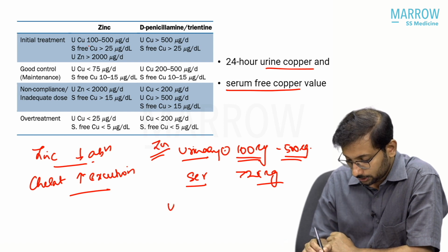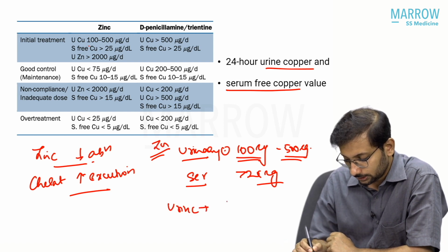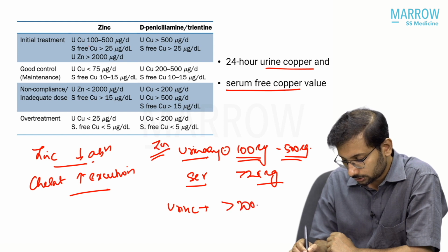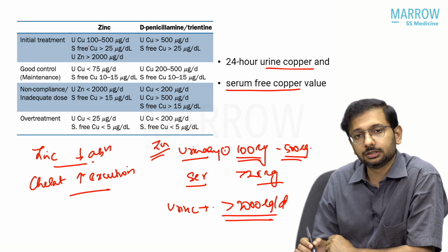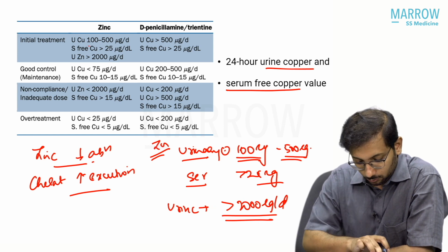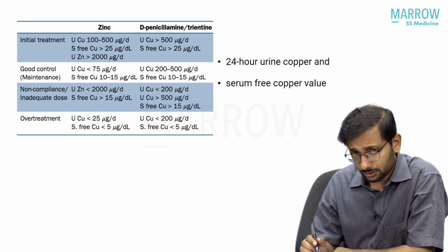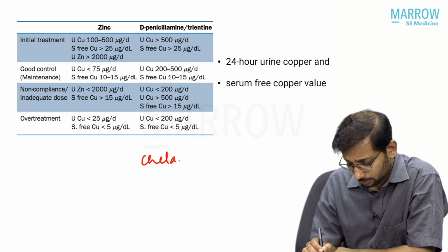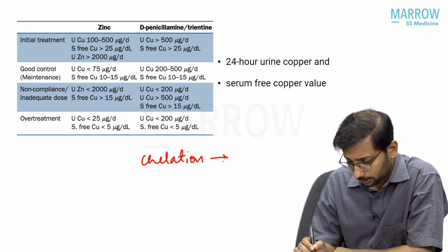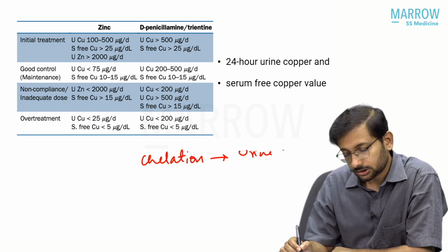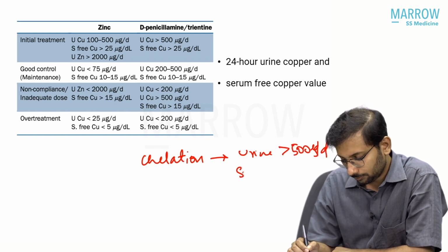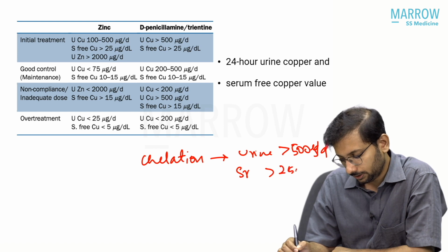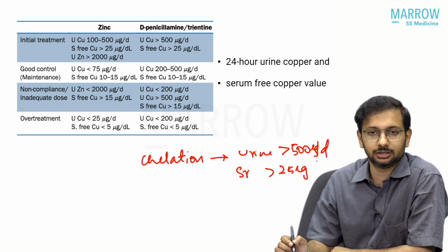However, when you look at urine zinc, you will notice that it is more than 2000 micrograms per day. That means your treatment is adequate. That is with respect to zinc. With respect to chelators, T-pen or trientine, urinary copper suddenly shoots up to more than 500 micrograms per day, whereas serum copper is more than 25 micrograms. This is at the initiation of treatment.